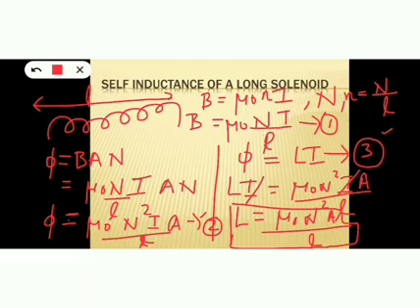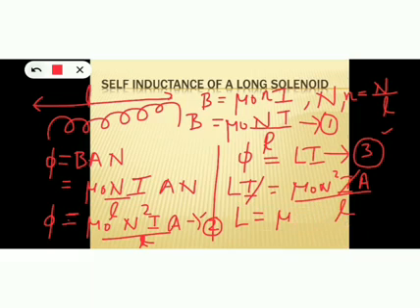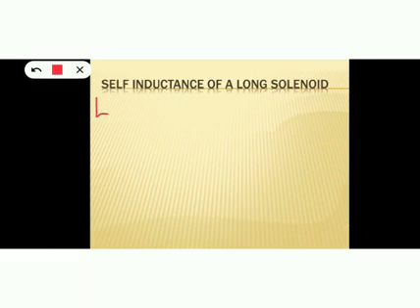Self-inductance L is equal to mu 0 N square A by L, where mu 0 is the permeability of free space, N is the total number of turns, A is the area of the solenoid, and L is the length of the solenoid. Okay, and we can again rearrange this expression. So we got the self-inductance of a solenoid L is equal to mu 0 N square A by L.